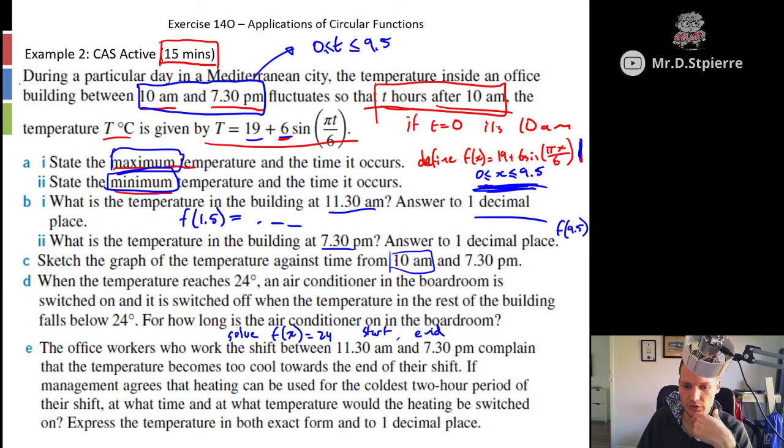We'll get a start and an end time for when it's above and below 24. And you can also look on your graph. It asks how long, so we need to find the difference between our start and end. And we need the difference between these in amount of hours.